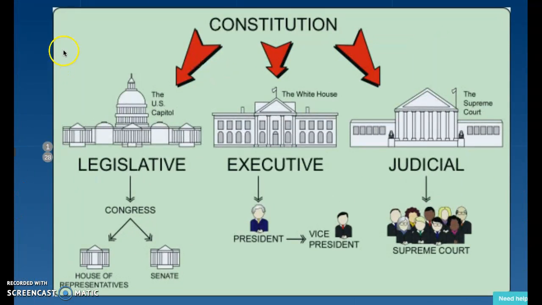And there you have it. That is going to be our brief lesson on the 3 branches of government.